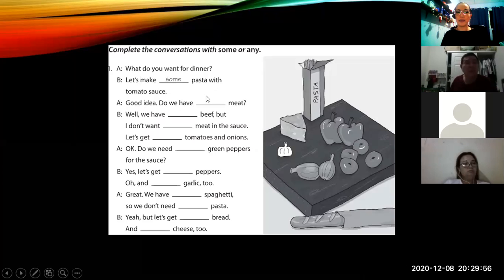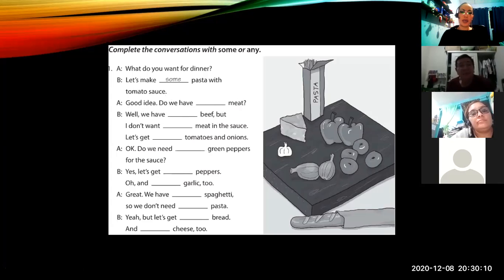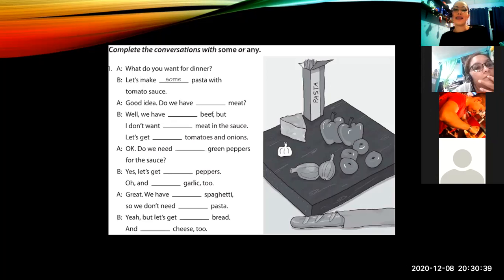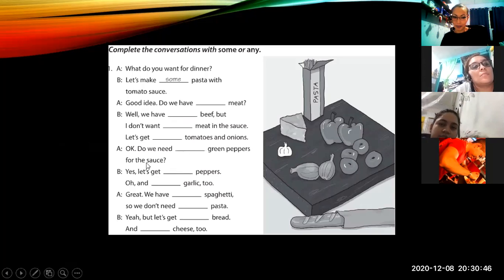The first thing says, what do you want for dinner? Let's make some pasta with tomato sauce. Good idea. Do we have some meat, or you can say any meat. That's a question. When it's a question, you can use some or any, and that's okay. Well, we have some beef. Excellent. We have some beef, but I don't want any meat in the sauce. Let's get some tomatoes and onions. Let's stop there and you will do the rest on your own.